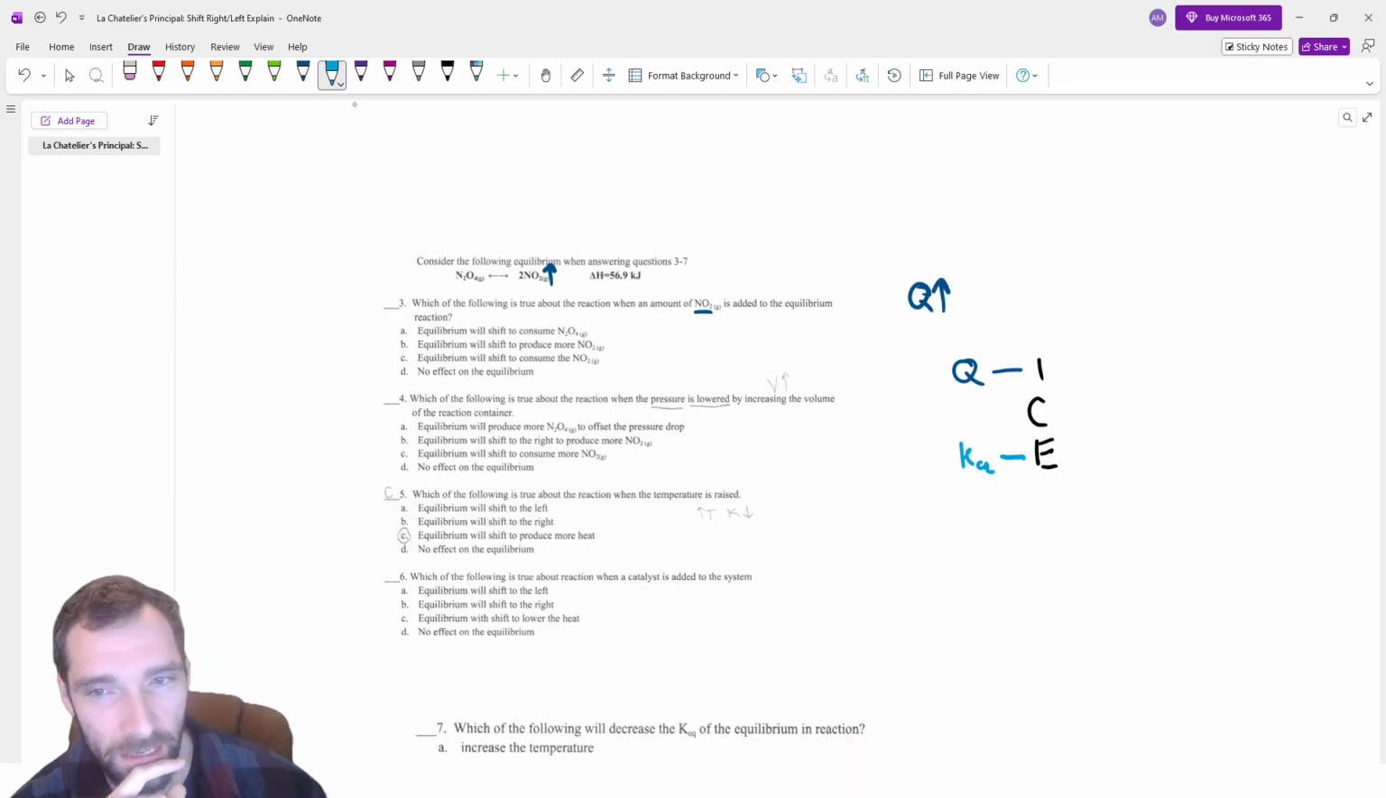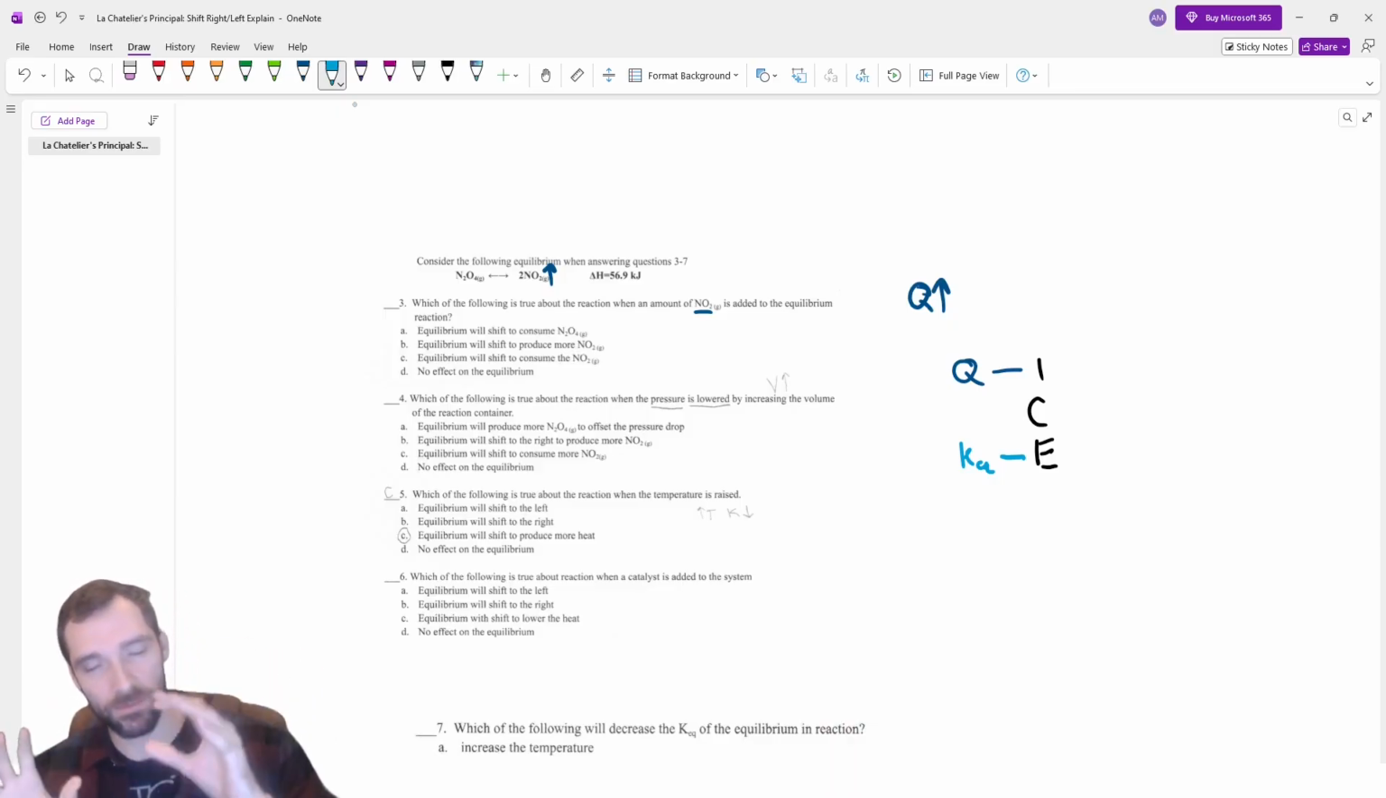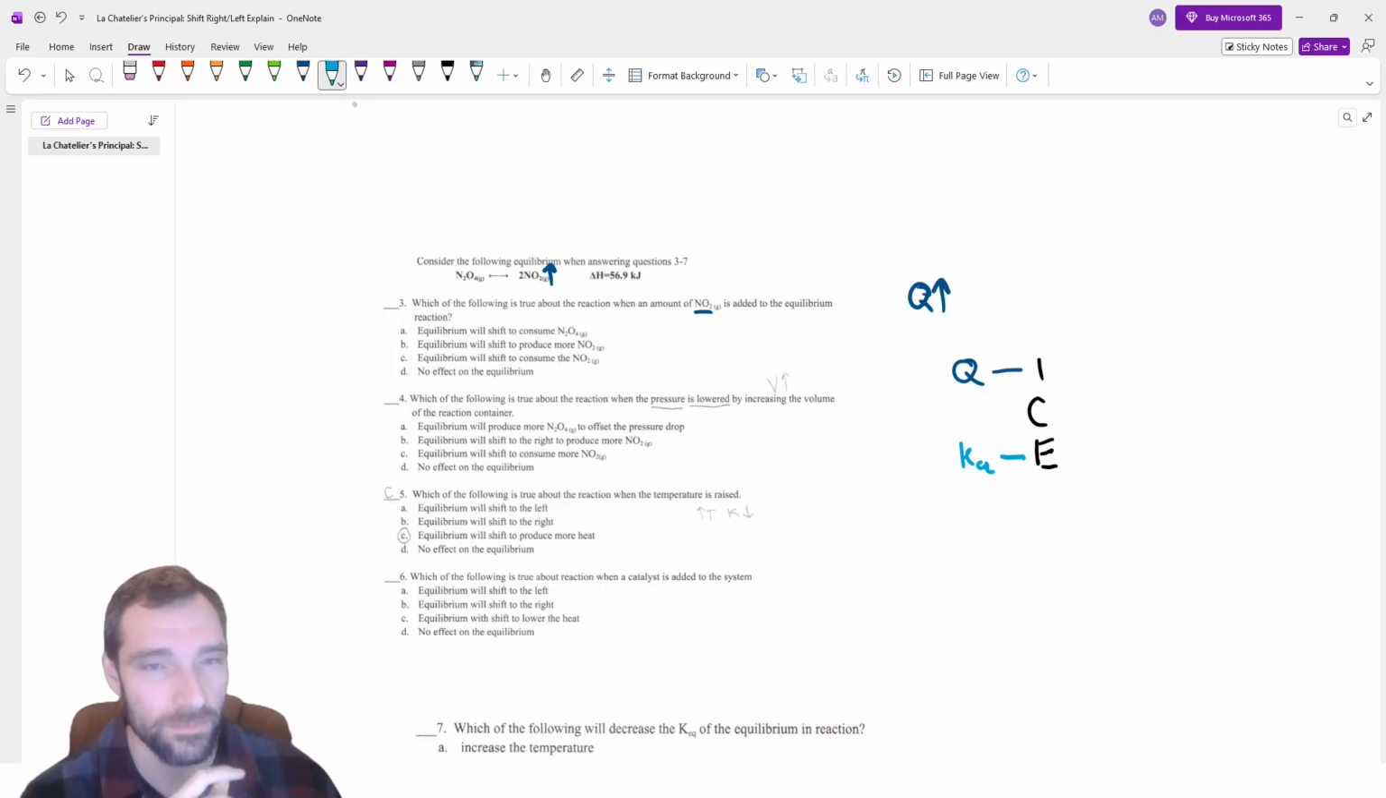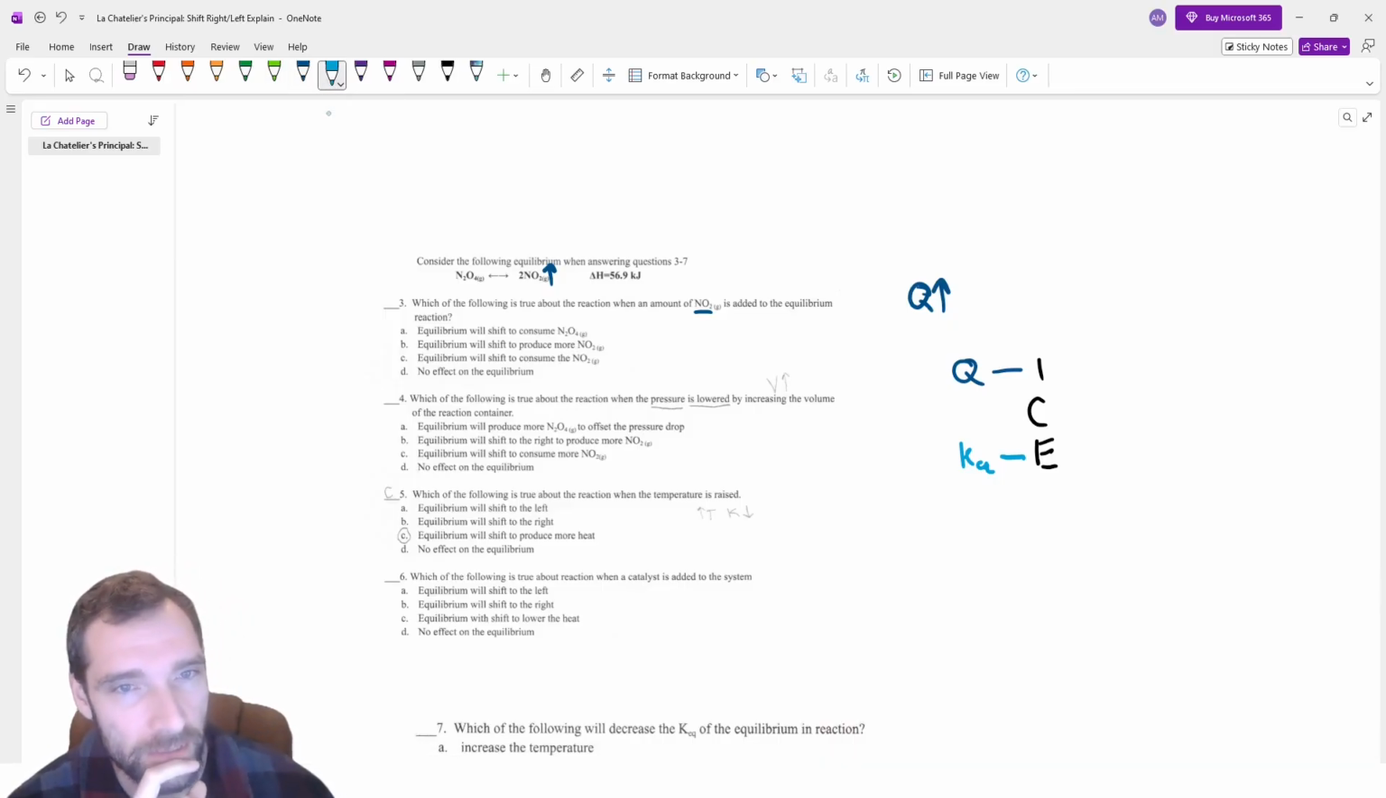So if we did an ice table here, what you're essentially saying is, I'm going to make a bunch of product, and if we think about that, then I've got too much product. So in response to that, you're going to need to take some of that product away and make more reactant. So this is said to shift to the left.